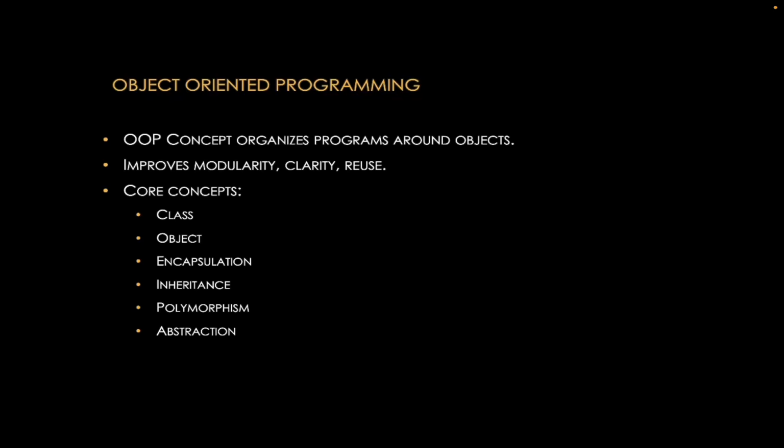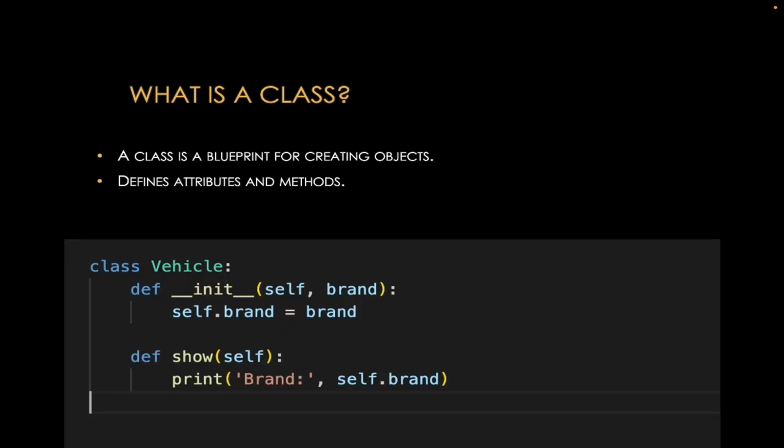There are different concepts of object-oriented programming. These we will discuss one by one. First one is, what is a class? This is the main concept of object-oriented programming. A class defines a blueprint of how an object will look, what attributes it has, and what methods it has.